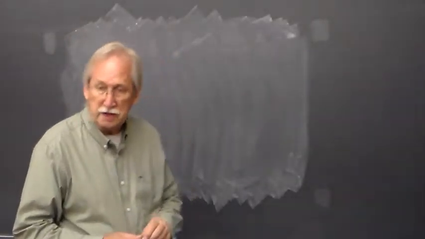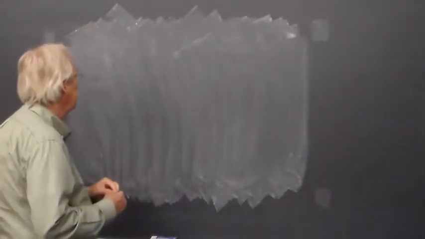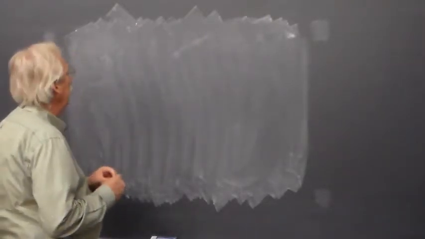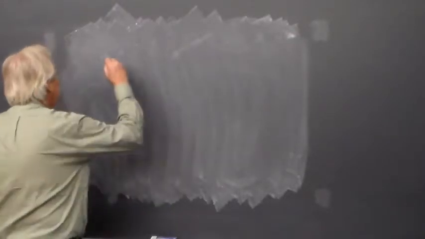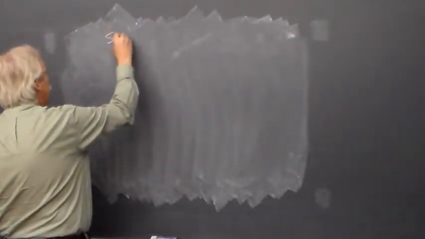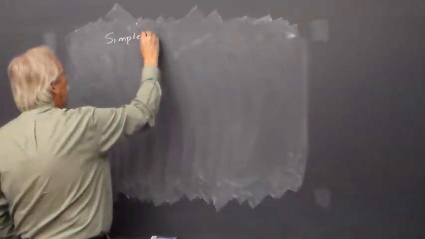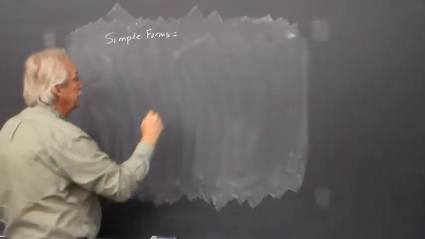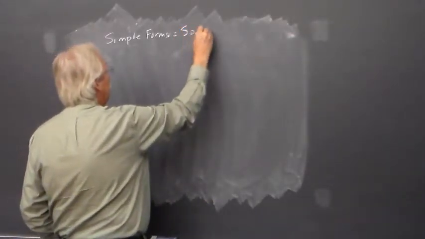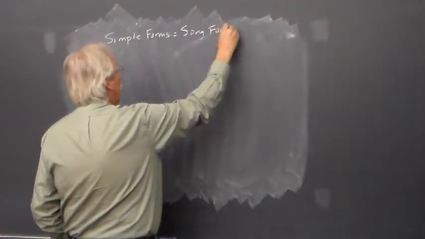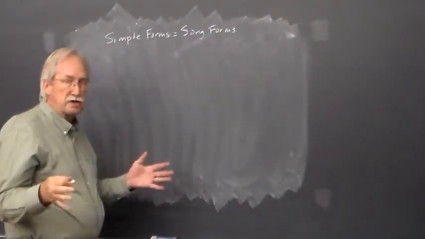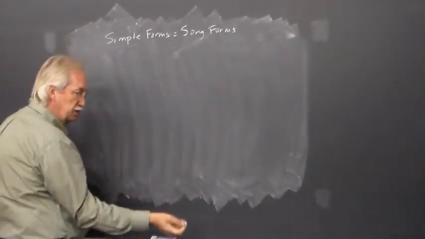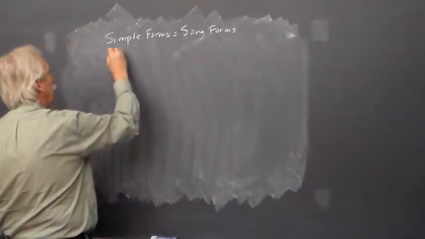In this video, we're going to talk about song forms and the different types and terminology. I've mentioned the fact that song forms are simple forms, so these terms are synonymous. You can look at forms in general as either simple forms or compound forms, which are combinations of two or more simple forms.